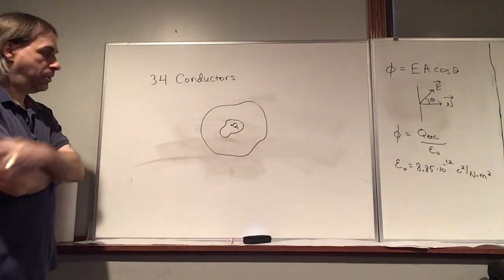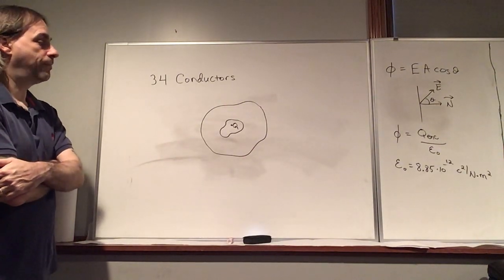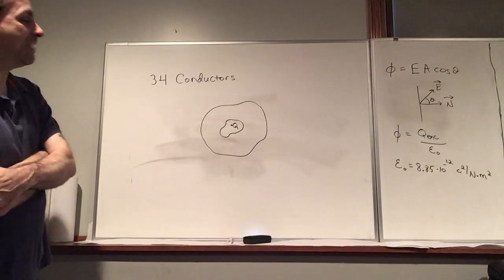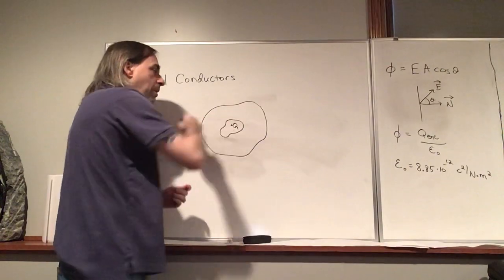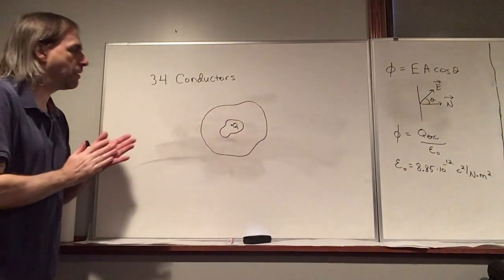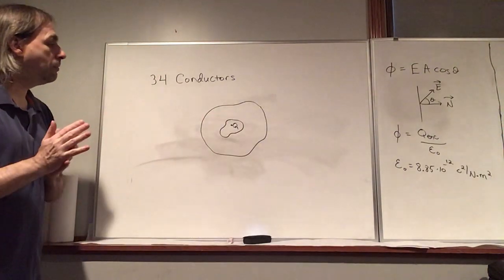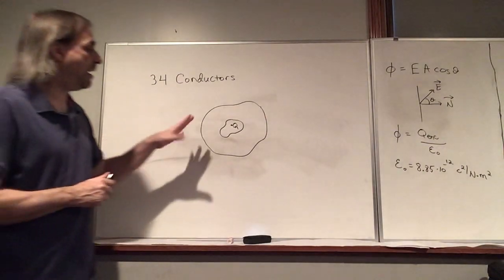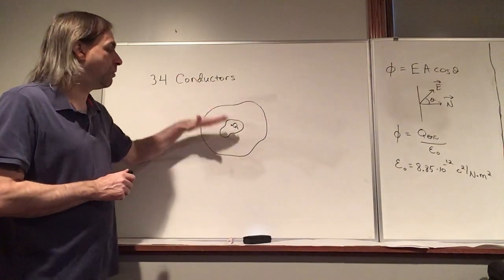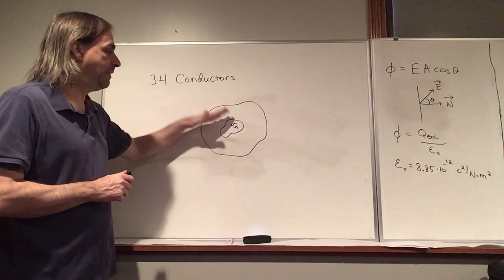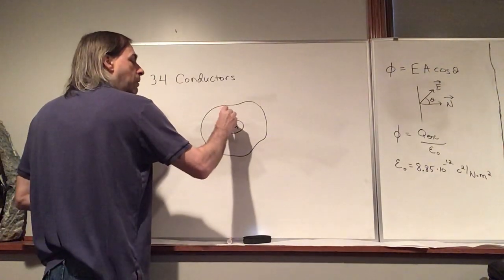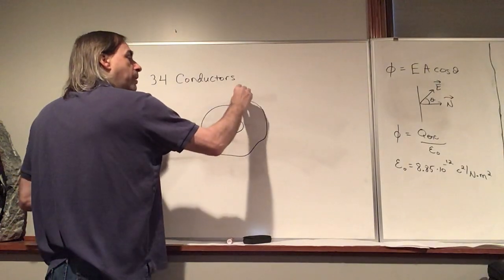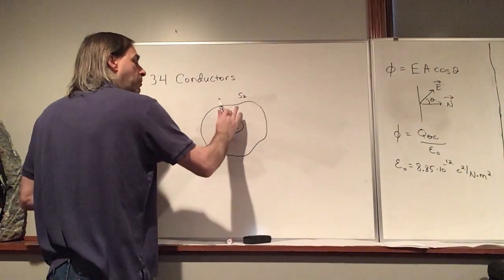And so charges are going to move around. And exactly how they're going to distribute themselves to wipe out the electric field inside, that's actually fairly complicated. But we're going to see anyways that the charge can only exist on these two surfaces. So let's call this surface 1. The outer surface, let's say that's surface 2.